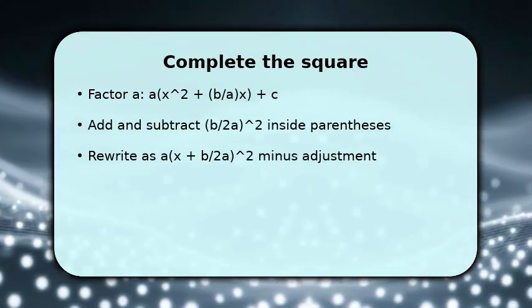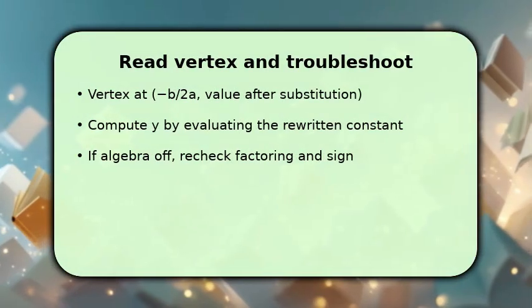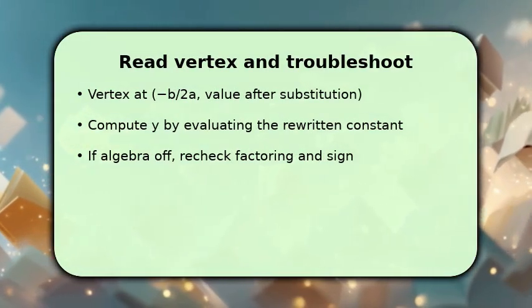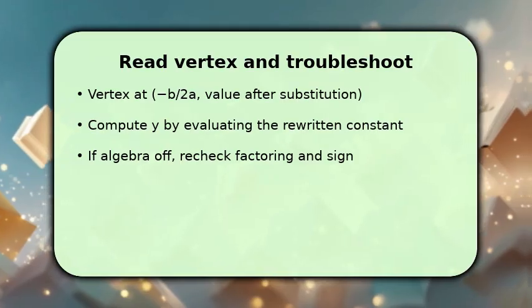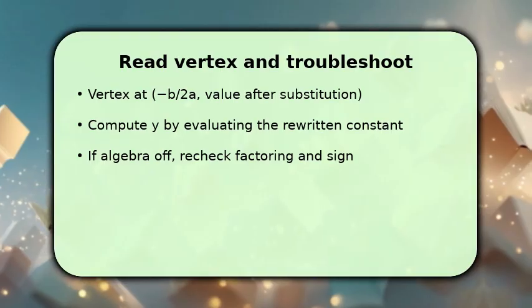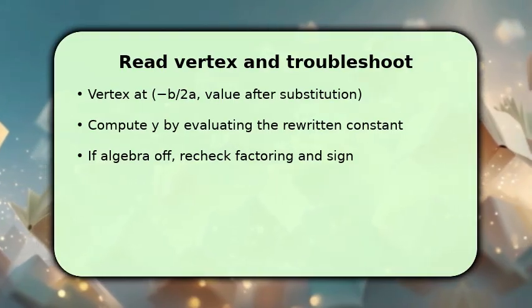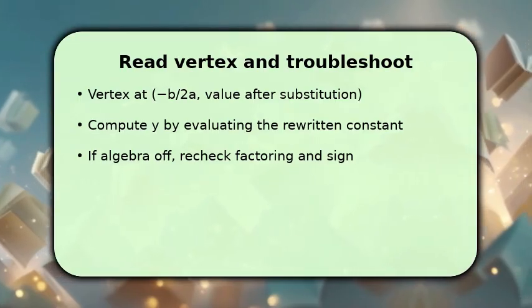This form makes the vertex visible. You finish by reading the vertex from y equals a(x plus b/2a) squared plus k. The x-coordinate is minus b/2a and the y-coordinate is k. To get k, simplify the constant left after adjustments or plug x equals minus b/2a into the original expression and evaluate. Either gives the same y.